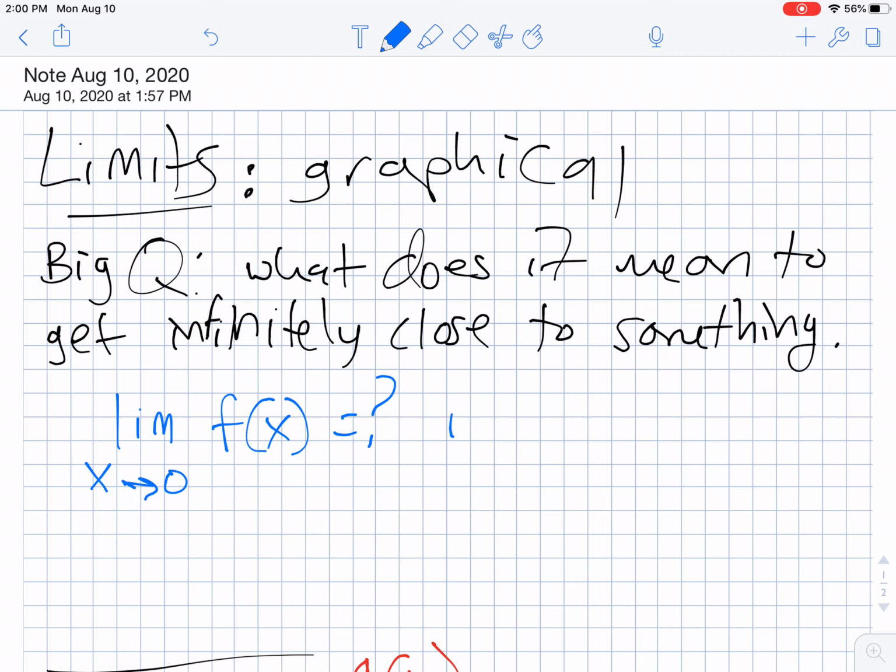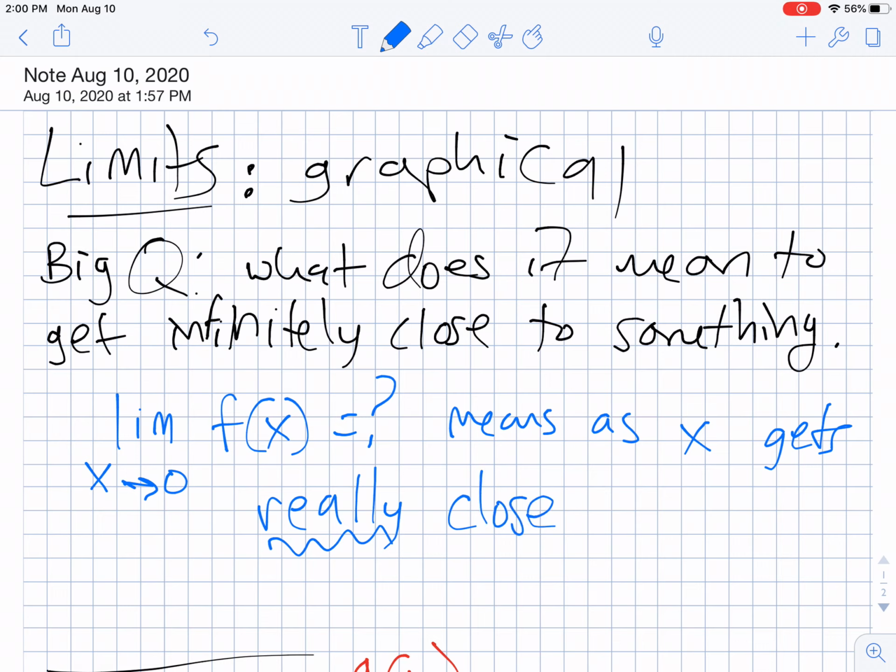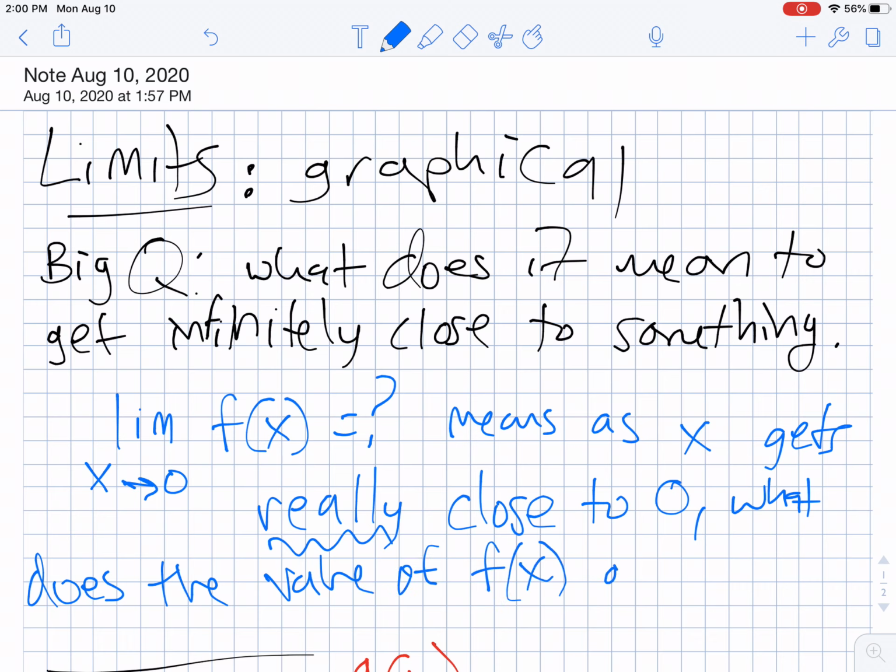So what this means is, as x gets really close, and by really, of course, we mean infinitely close, as x gets really close to 0, what does the value of f of x approach? When we're thinking about the value of f of x, that means the height of the graph. What is the height of the graph going towards as x, the horizontal component, goes to 0? Okay, so let's take a look at this.